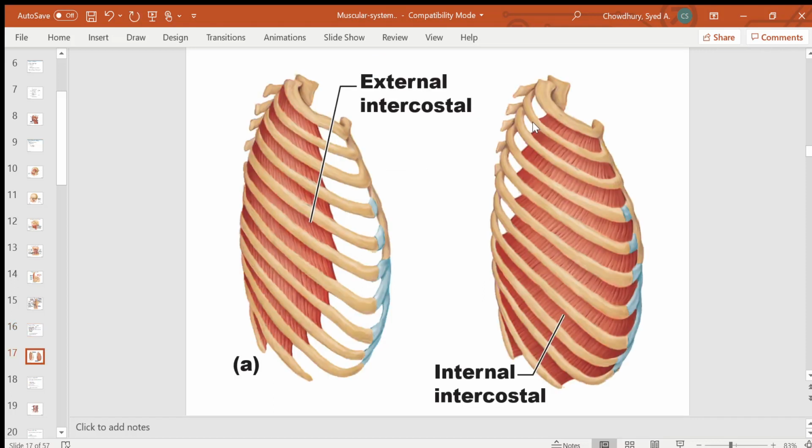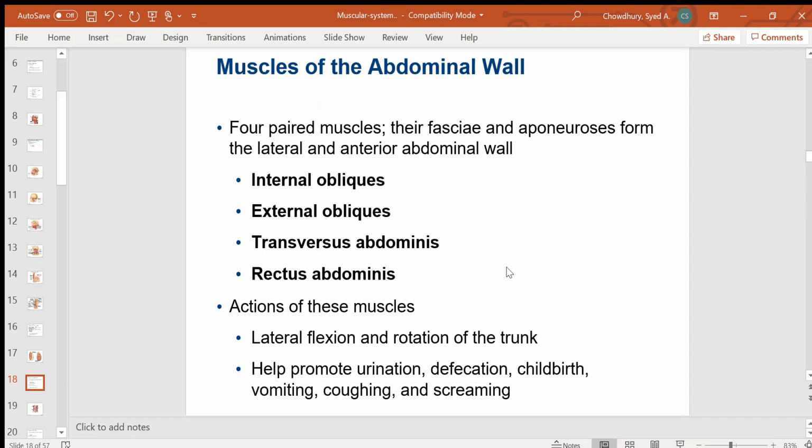So here you see in between the ribs, the external intercostal, the fibers are going like this, right, this way. And under this, if you remove this one, then you have another layer, the internal intercostal. So you see here that the fibers are going in the opposite direction. So external is like this, internal is like this. Okay. So those are respiratory muscles, as well as the diaphragm.